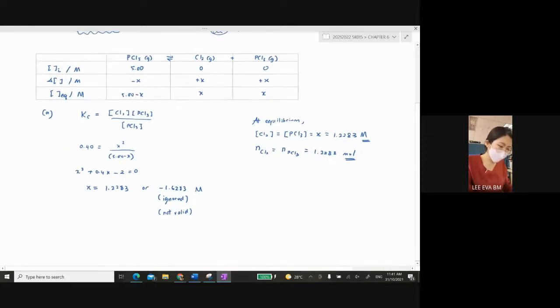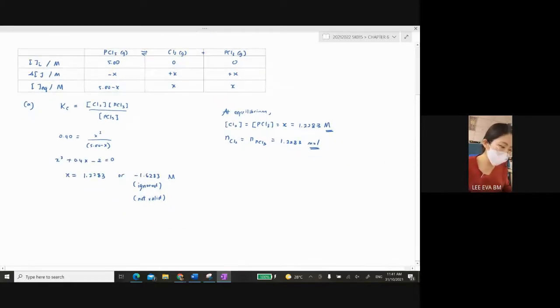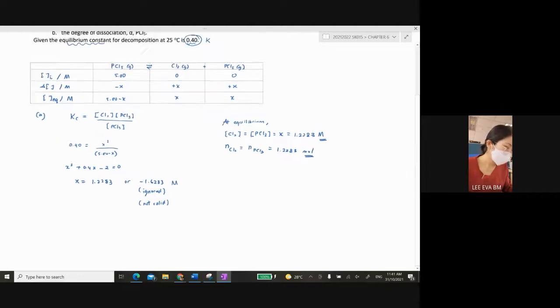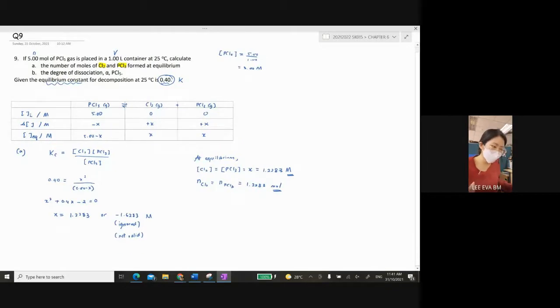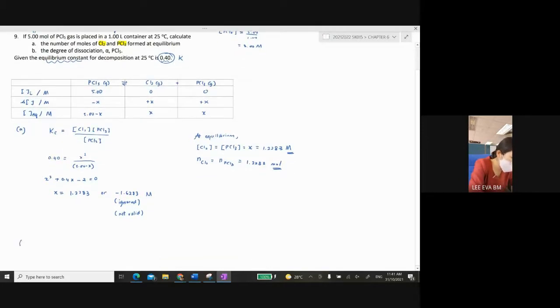Okay, so is it alright for the first part A to calculate number of mole at equilibrium? Tengok soalan sikit ni. A, number of mole of Cl2, PCl3. Is it alright? Got the number of mole? Liliana say, alright, madam. Thank you for responding. Okay, so we proceed to our part B.